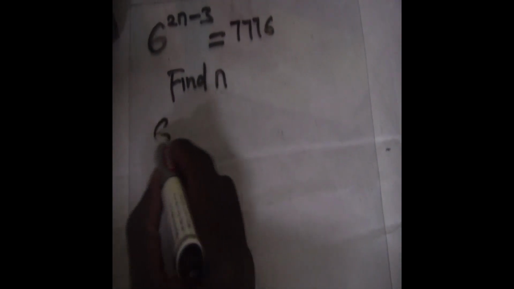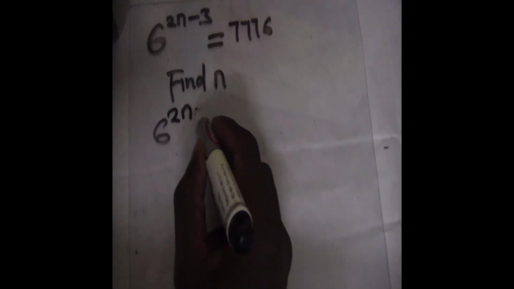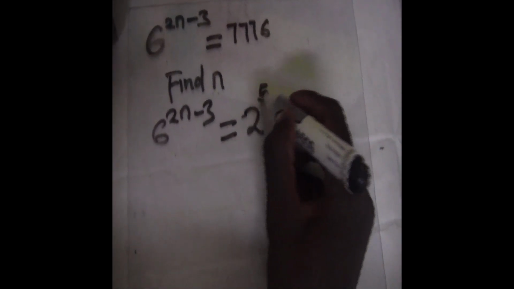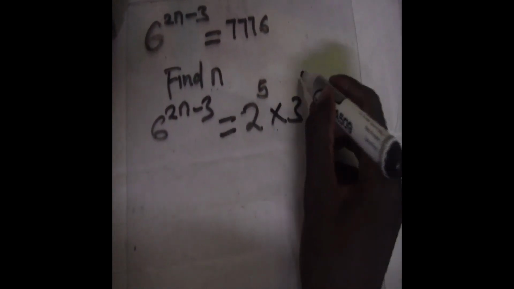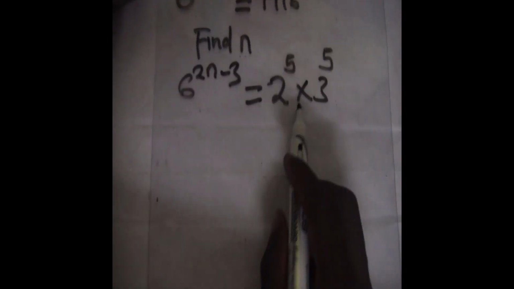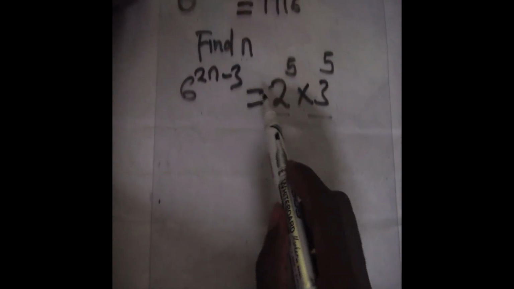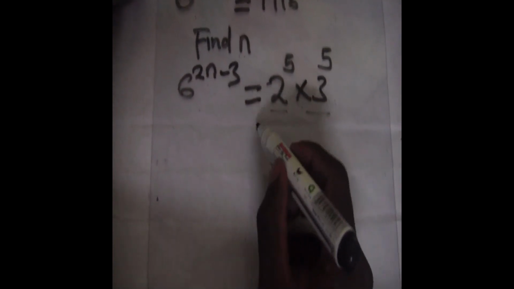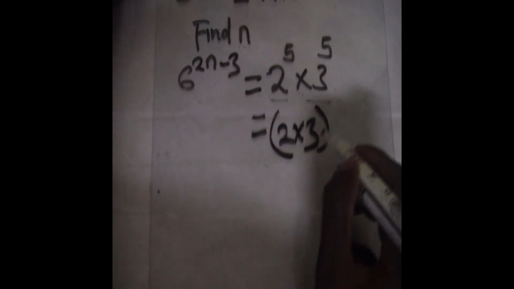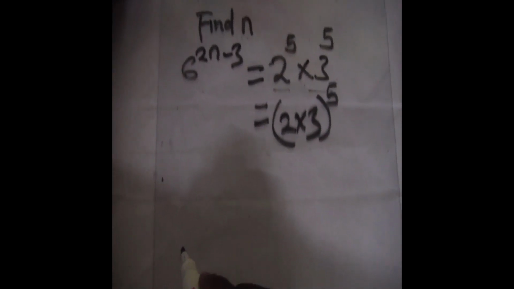Now we replace it. 6 to n minus 3 is equals to 2 raised to power 5 times 3 raised to power 5. Remember when I explained there, the base are not the same, so we are not going to add the powers. Instead, you're going to factorize it to make it simple. So we can factorize this and say 2 times 3 because the powers, the indices, are the same, so raised to power 5. Are we together?